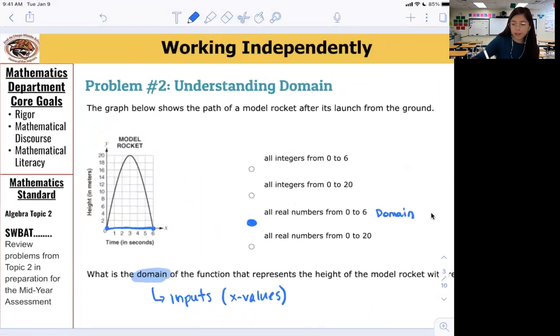And by the way, this over here, all real numbers from 0 to 20, that would be my range, because the range is all the y values. And if you notice, the rocket goes from the 0 to 20 up and down. The highest point is at the 20, the lowest point is at the 0. So that would be my range, not my domain. So that's problem number 2.